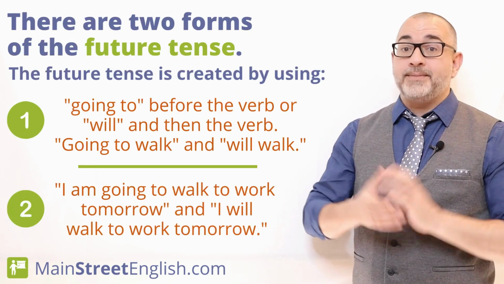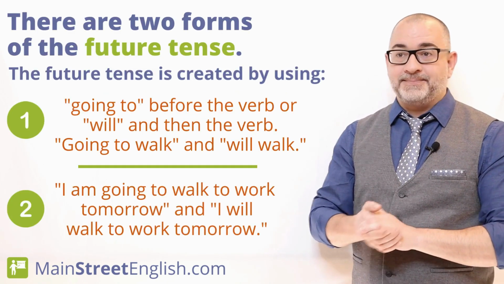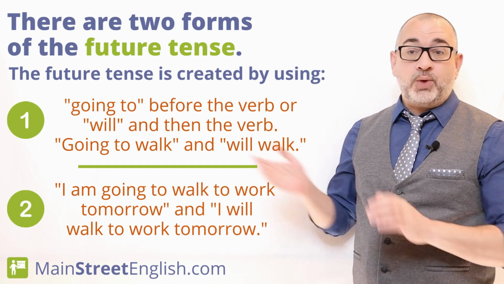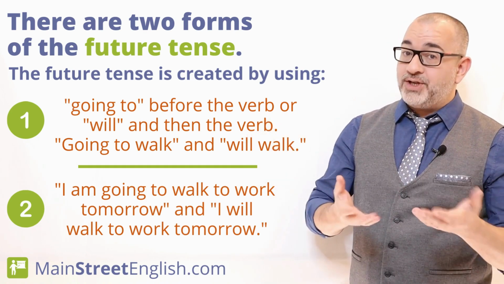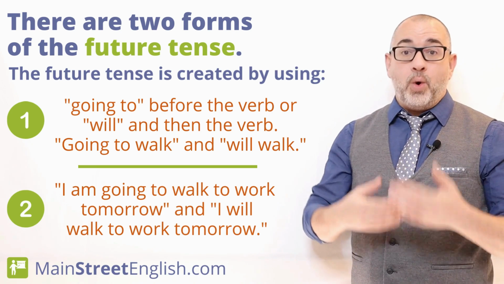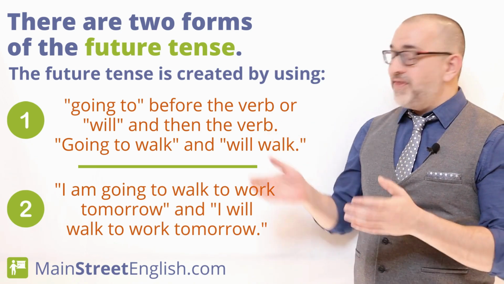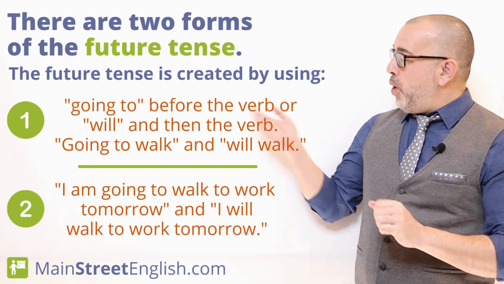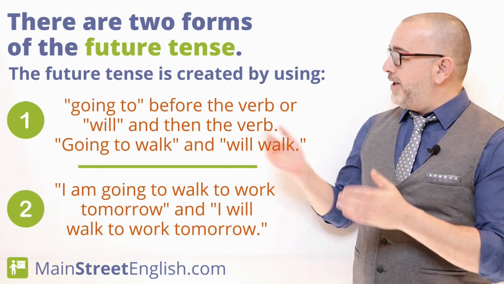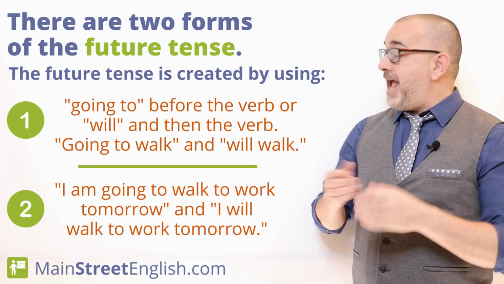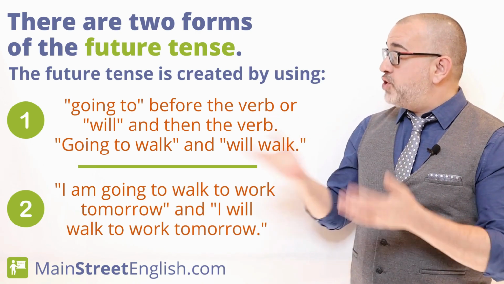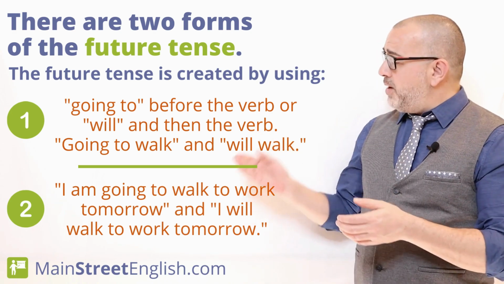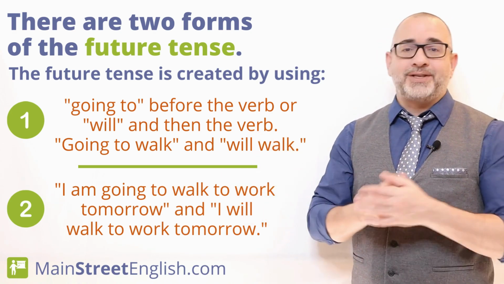Now, let's talk about the future tense. There are two forms of the future tense. The future tense is created by using going to before the verb or will and then the verb. Going to walk, will walk. I am going to walk to work tomorrow. I will walk to work tomorrow.